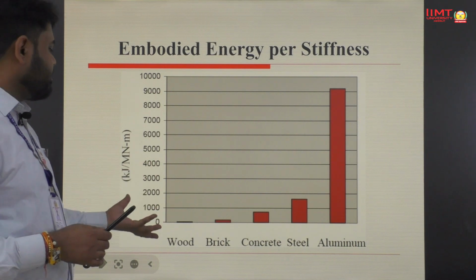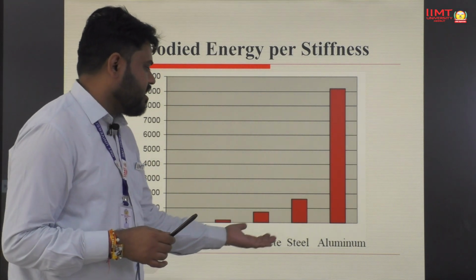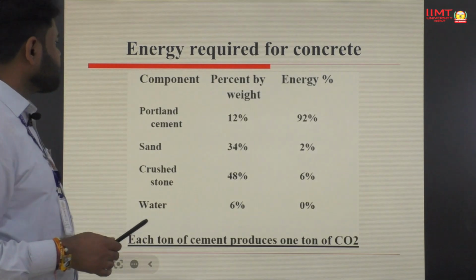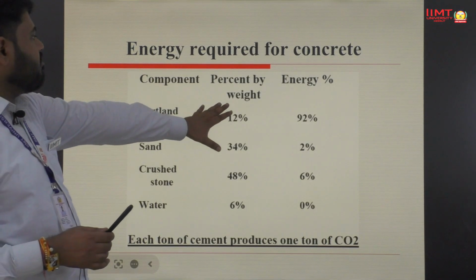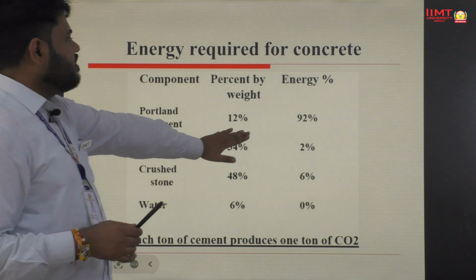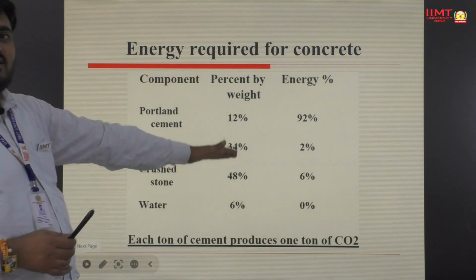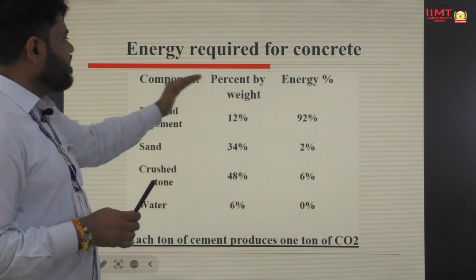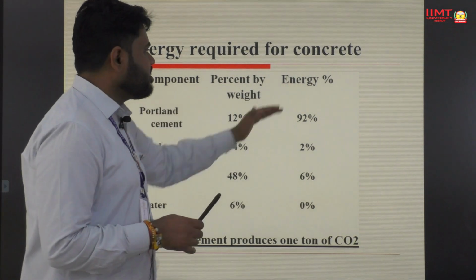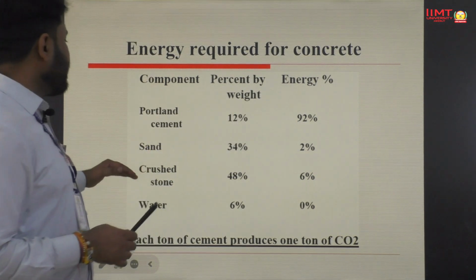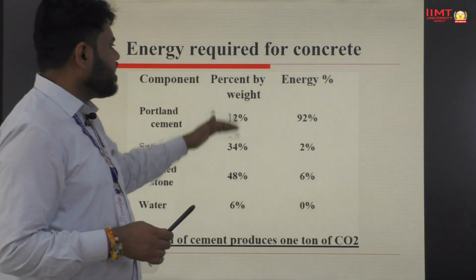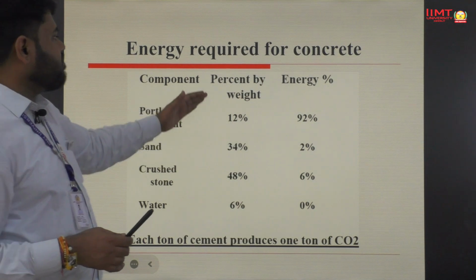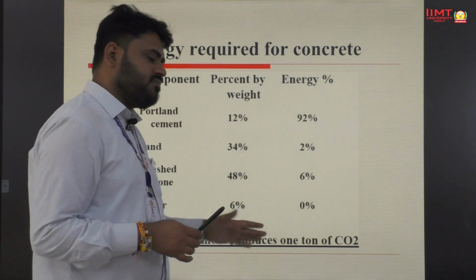Embedded energy per unit: wood, brick, concrete, steel and aluminum. This is a percentage, look here. Energy required for the concrete: Portland cement is 12% by weight, energy required 92%. When we are talking about the sand, percent by weight is 34%, energy 2%. Crushed stone is 48% by weight and 6% by energy. And the water is 6% by weight and 0% by energy.